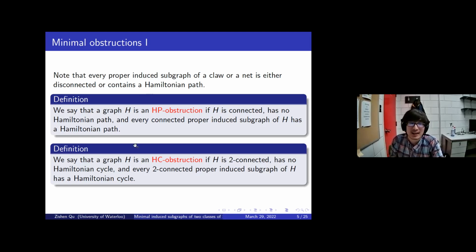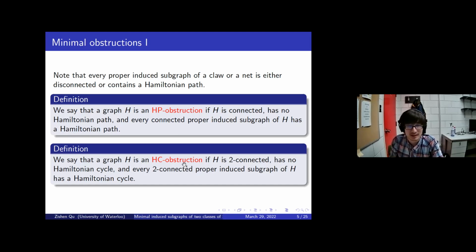We say that a graph H is an HC obstruction, Hamiltonian cycle obstruction, if H is 2-connected, has no Hamiltonian cycle, and every 2-connected proper induced subgraph of H has a Hamiltonian cycle. So we just swapped every instance of Hamiltonian path with Hamiltonian cycle, and we took connected and put 2-connected, because that's what you need for Hamiltonian cycles.